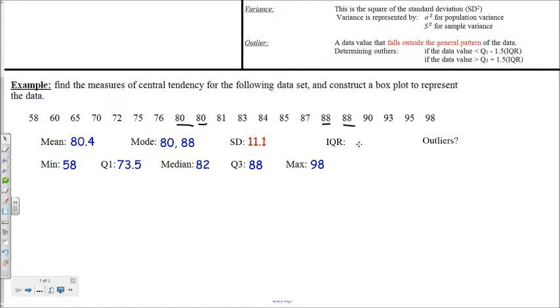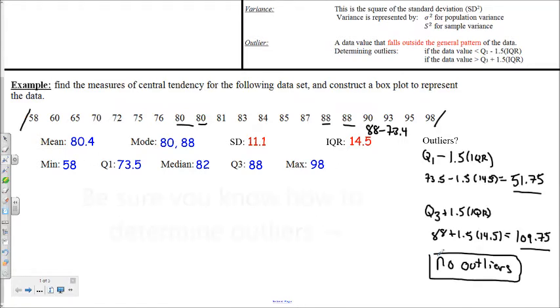Now to find the interquartile range, I simply take the difference of my quartile 3 and quartile 1, so 88 minus 73.5, which would give me 14.5. That is my interquartile range, the difference between my quartiles. If I wanted the range of the entire data set, I'd take 98 minus 58, which would give me 40.